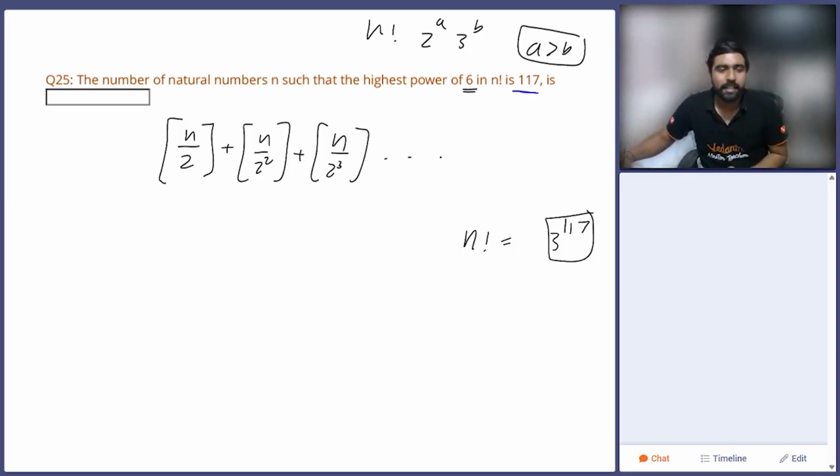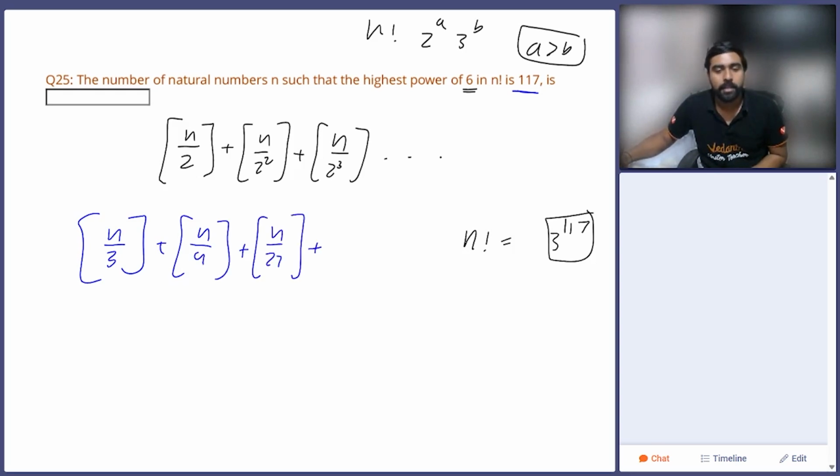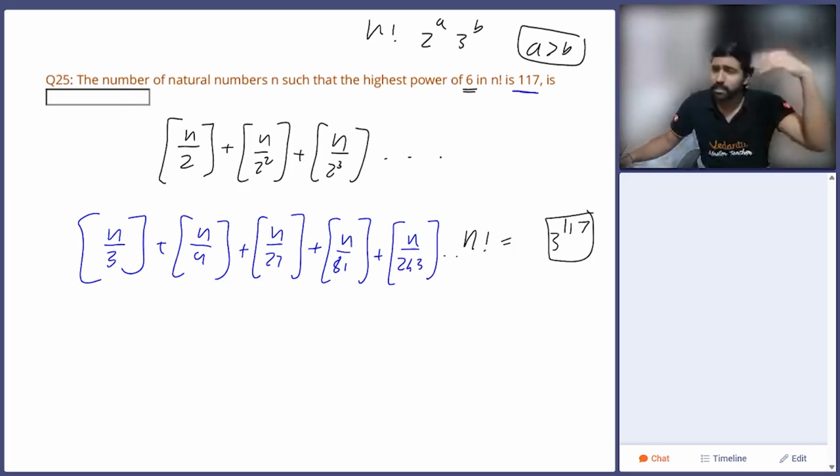So basically we are looking for greatest integer function of n/3 plus greatest integer function of n/9 plus greatest integer function of n/27 plus greatest integer function of n/81 plus greatest integer function of n/243. I don't think we'll need to go any further than this, because otherwise the number itself is going to be way bigger. So let's start with this being equal to 117, right?